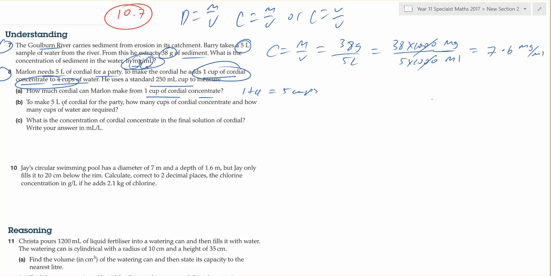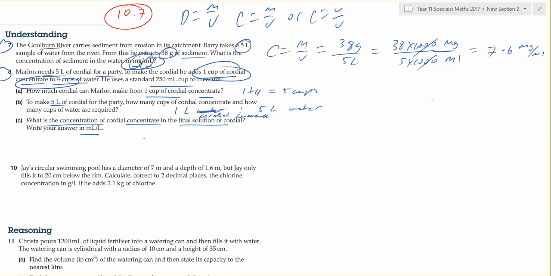B. To make 5 litres of cordial for the party, how many cups of cordial concentrate and how many cups of water are required? It's 1 to 5, so it's 1 litre of cordial concentrate to 4 litres of water. Okay, so what is the concentration of cordial concentrate in the final solution of cordial? Write your answers in mils per litre.